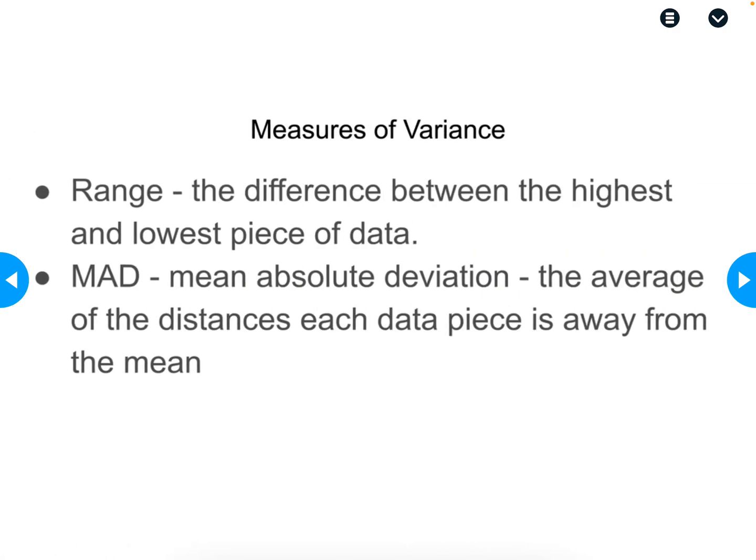We also have measures of variance. Variance is variety in the data. One way to look at the variety of the data is the spread of the data or the range, which is the difference between the highest piece of data, the maximum, and the lowest piece of data, the minimum. Difference means subtract. And lastly, we have the MAD, the mean absolute deviation. This is the average of the distances each piece of data is away from the mean. It basically tells us how consistent the data is.